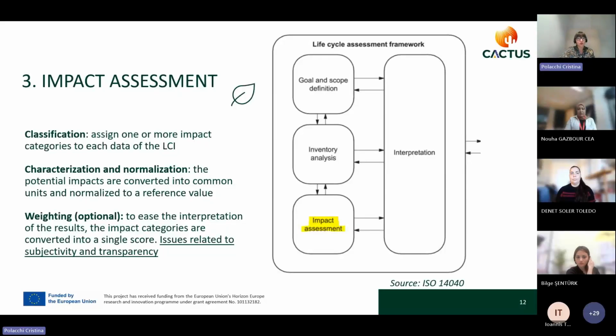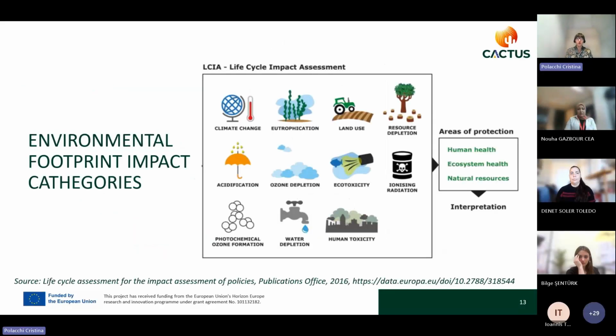So to give you an overview of the most important, most used environmental footprint categories: there is not only the climate change impact, but generally the methodologies also analyze other impacts on human health, on ecosystem health, and on natural resources, like land use, ozone depletion, water depletion, etc.